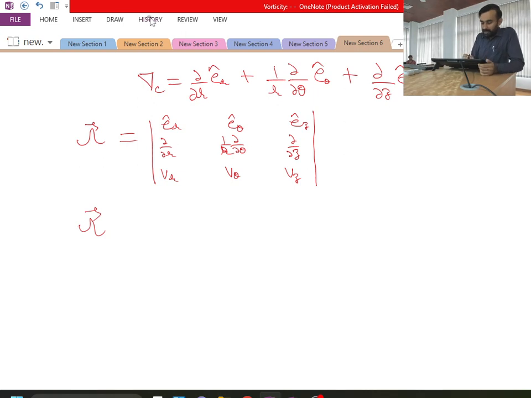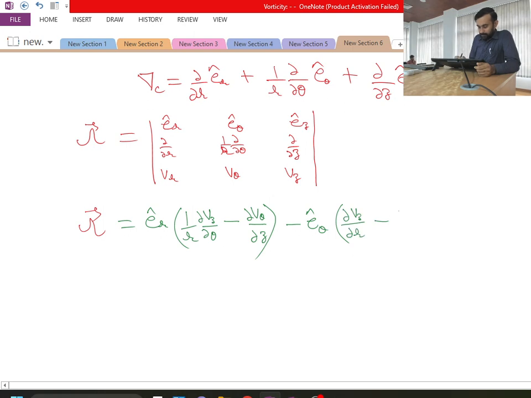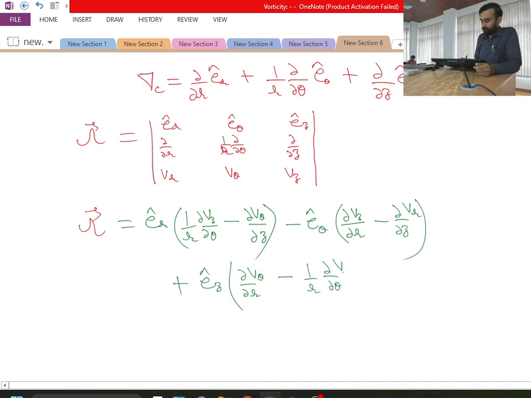So if I do so, from here I will be getting that my vorticity vector is nothing but E cap r times, please tell me, 1 by r del Vz by del theta minus del V theta by del z, okay, minus of E cap theta into del Vz by del r minus of del by del z Vr, correct, plus E cap z into del by del r V theta minus 1 by r del by del theta of Vr.